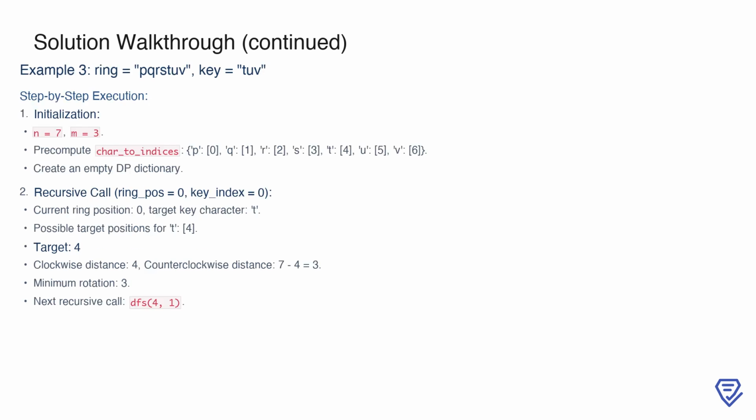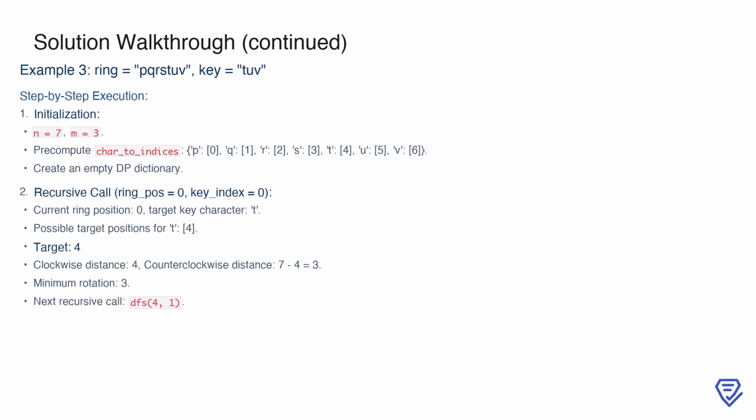In the third example, the ring is PQRSTUV, and the key is TUV. The ring has a length of 7, and the key has a length of 3. We begin by pre-computing the char_to_indices map, which associates each character in the ring to its respective position. For instance, T is at position 4, U is at position 5, and V is at position 6. With an empty DP dictionary prepared, we start the recursive process.